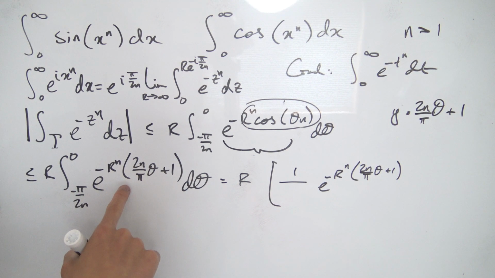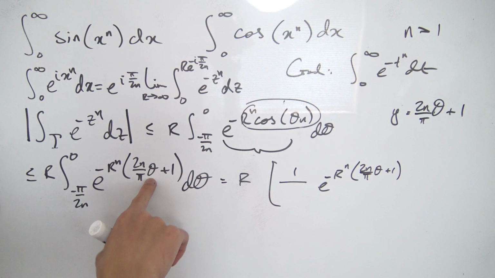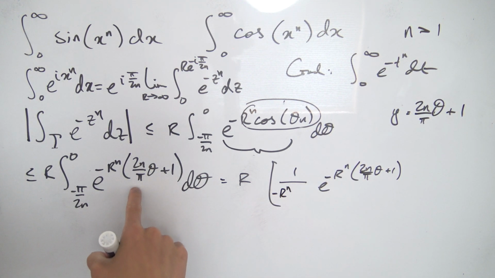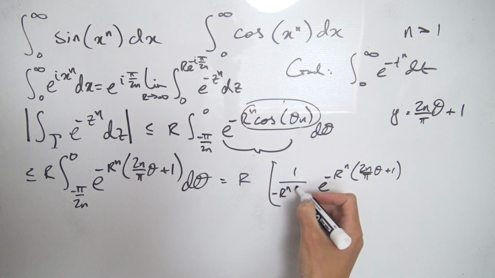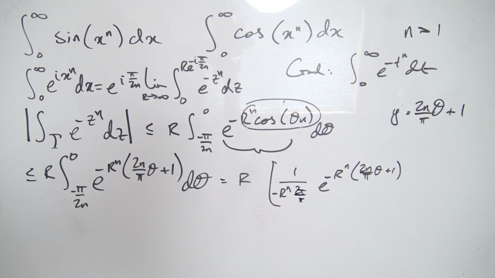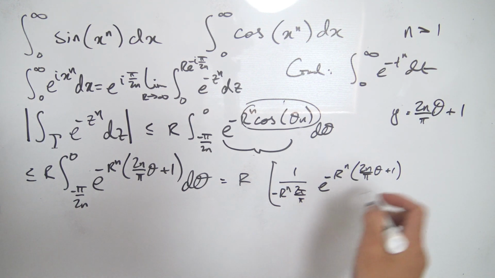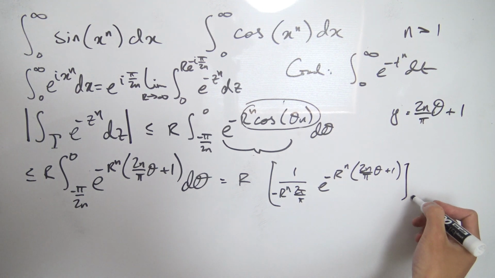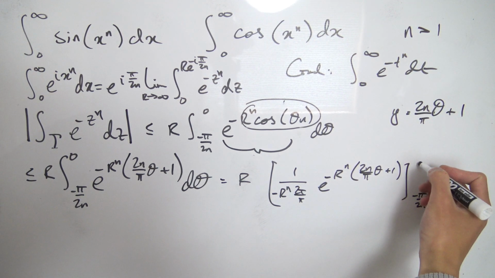We're just going to have the constants that are multiplied outside of this theta, which should just be minus r to the n, and then 2n over pi, like so. I believe that should give you the correct antiderivative. If not, I'll probably put an annotation somewhere. Hope that's right. But we have to evaluate this from minus pi over 2n all the way up to 0.